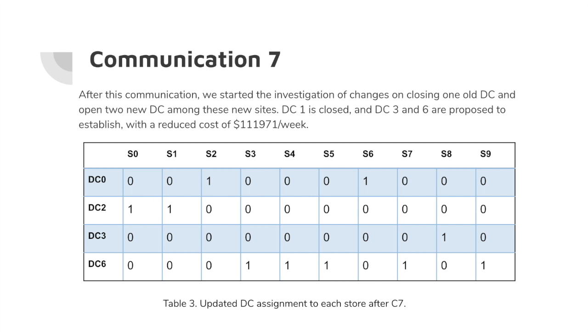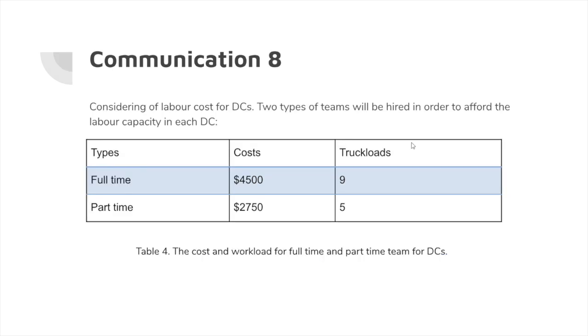To acquire the optimal plan, we try to figure out other methods. For example, how about we close one old DC and construct a new DC? With this idea, we have our new arrangement, and the result is pretty good, $111,971. In the 8th communication, we considered the labor cost for each distribution center.